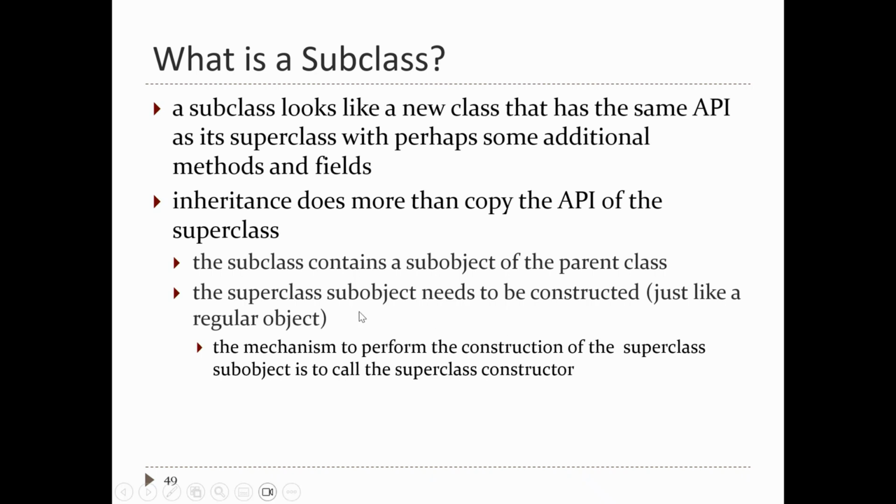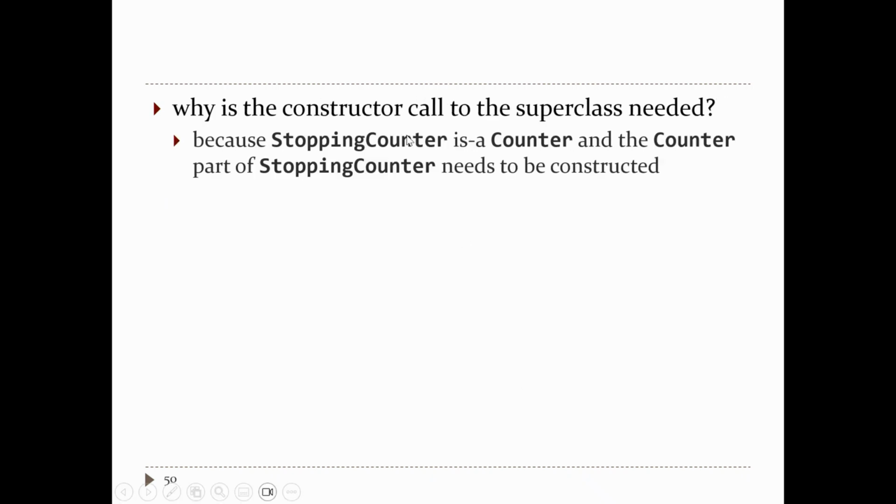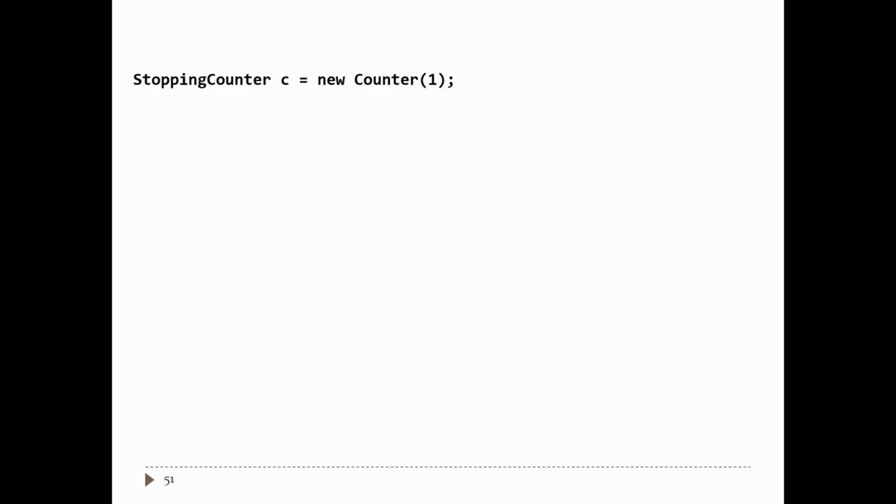Now, if a stopping counter has a counter object, that counter object needs to be initialized. You have to make the counter object somehow. So that counter object needs to be constructed just like any other object. And the mechanism that Java uses to perform the construction of the superclass subobject is called the superclass constructor. So why is the constructor call to the superclass needed? Because a stopping counter has a counter inside of it. The counter part of stopping counter needs to be constructed. So we have to call this counter constructor somewhere.